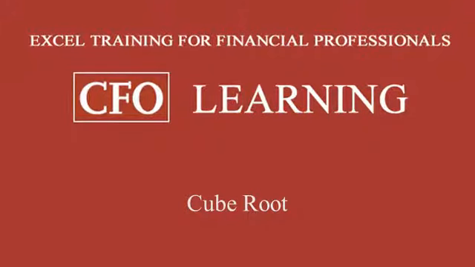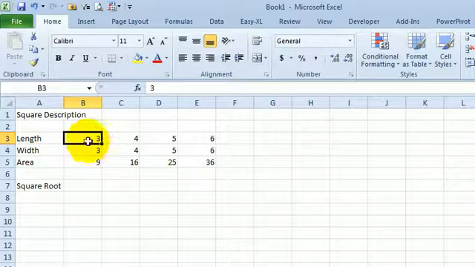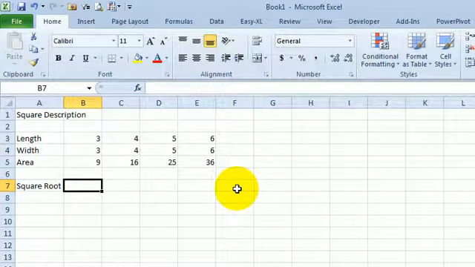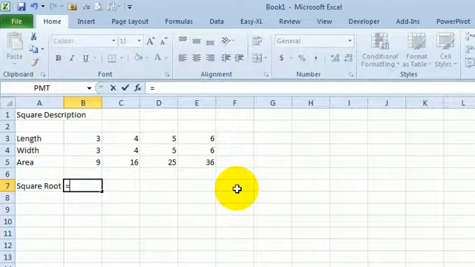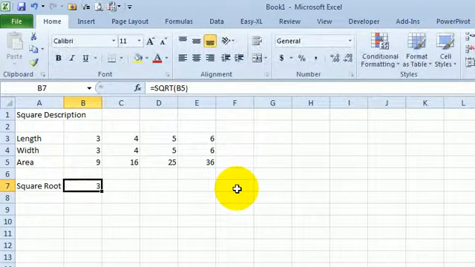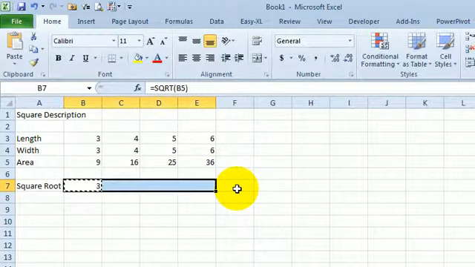Well, this week, cube roots. This is Bill Jelen. All right, so here we have length times width to get an area. And if we need to go backwards, or we want to take the square root of that, Excel has a function, SQRT, the square root function. Isn't that cool? We'll work backwards through that equation.